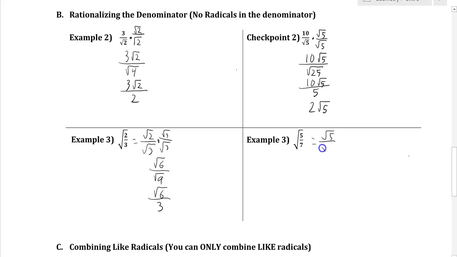Square root of 5 over square root of 7. Multiply by square root of 7 over square root of 7. 7 times 5 is 35. And the square root of 49 is, of course, regular 7.